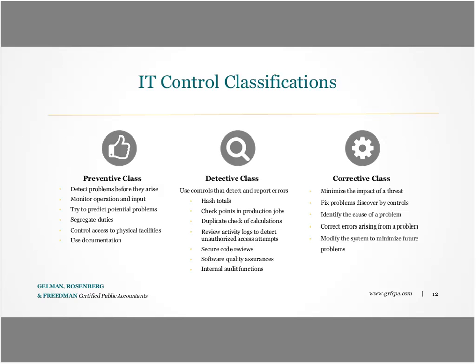Corrective class. Minimize the impact of a threat. What does it mean? It really goes back to the business continuity plan. You need to have something in place, or at least have a team. Fix problems discovered by controls. Your disaster recovery plan. So you had a disaster, and now what kind of classification do you have to put behind it? It's the disaster recovery planning. Identify the cause of a problem. That's where incident response planning comes in.